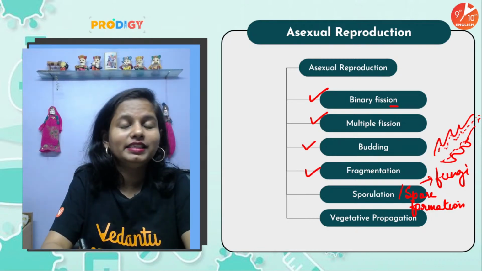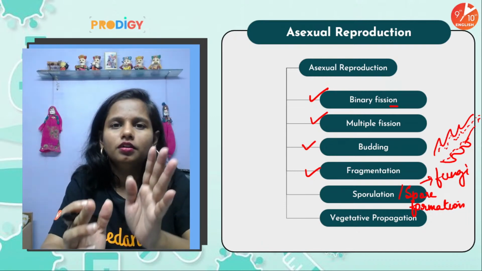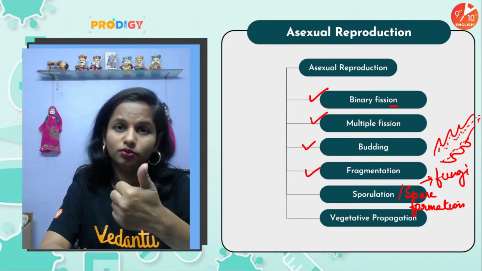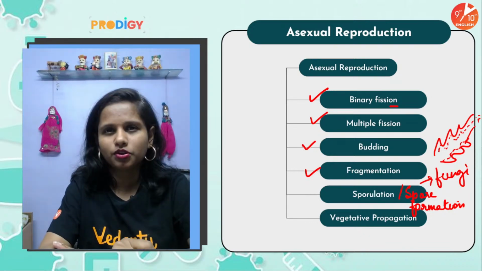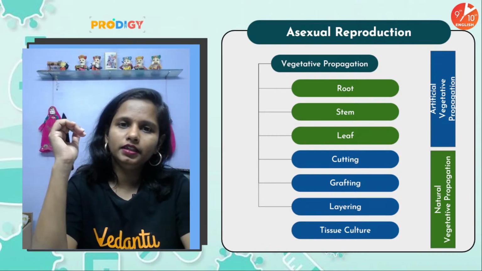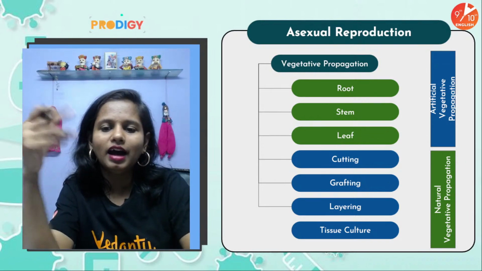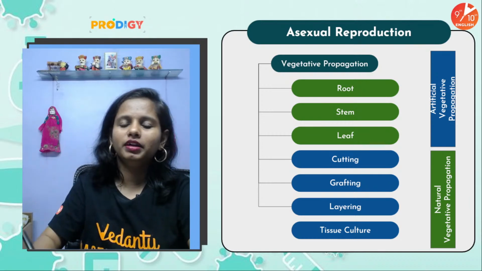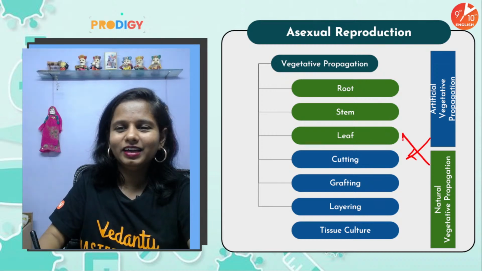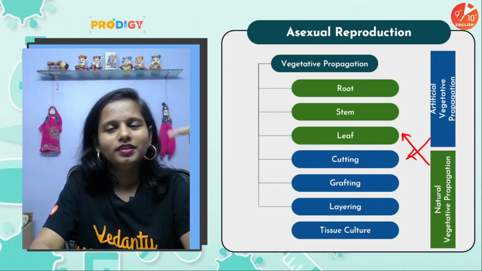And then vegetative propagation. Guys, when the plants reproduce with the help of their vegetative organs like root, stem and leaves, it's called vegetative propagation. Correct? Now guys, vegetative propagation is facilitated by natural means as well as by artificial means. So natural vegetative propagation is by means of root, stem and leaves.